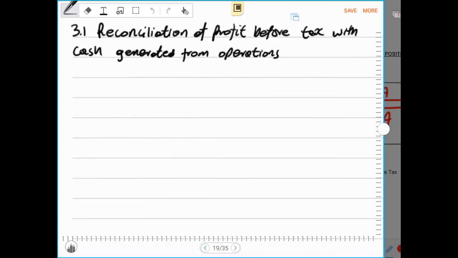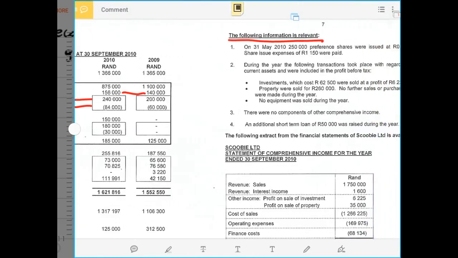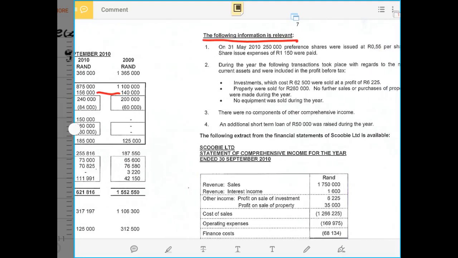We are doing the cash flow, and before we do the cash flow, we first have to do the reconciliation note to reconcile the net profit before tax with the cash generated from operations. So now let us start with the additional information, and in doing that, we know that we will be doing the note, then after we do the reconciliation, we do the cash flow.